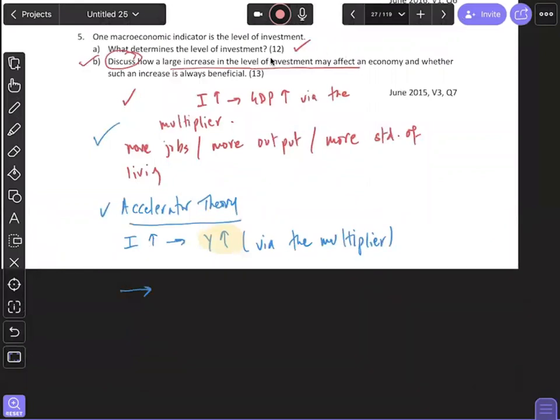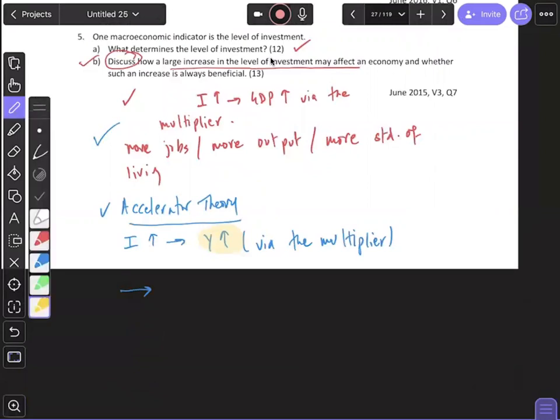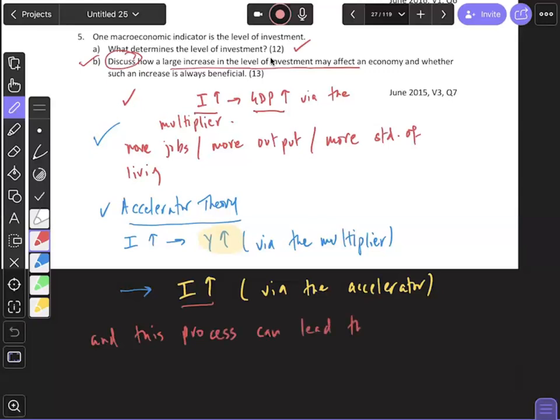The answer is that higher GDP can also cause the accelerator to kick in, because according to accelerator theory, when Y goes up, you can see I go up via the accelerator, which argues that I goes up by some factor alpha, because your GDP may be rising at an increasing rate, and that could begin a cycle of economic growth. So an initial increase in investment can cause GDP to go up, which can cause a further rise in investment because of the accelerator, and this process can lead the economy to full employment. Okay, so this could be good for the economy, right?